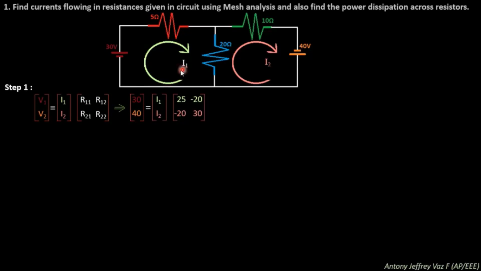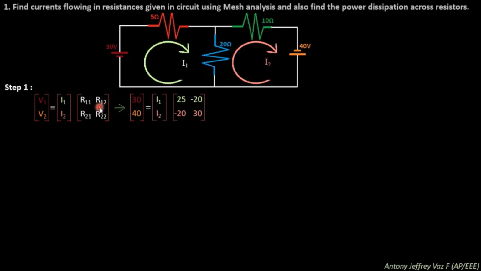For R11, the current is flowing through this loop. This is the first loop. So you add these two resistance values, 5 plus 20, which is nothing but 25. This is the total resistance present in loop 1. Add these two values and put it over here.